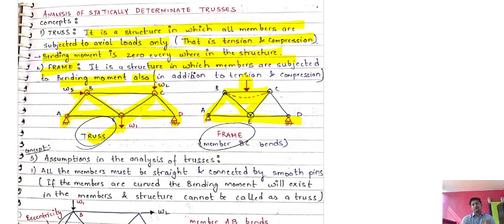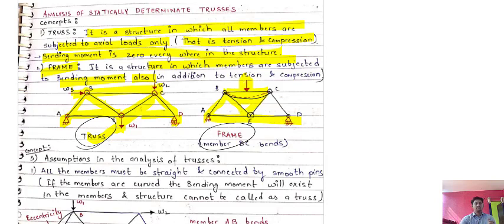If loading is in the span, that will try to bend the member. So this is trying to bend the member like this, and there will be bending involved. If bending is involved, that type of structure is not a truss, it is a frame. I hope this point is clear, what the difference between a truss and a frame is, and now you will easily identify that this structure is a truss and this structure is a frame.